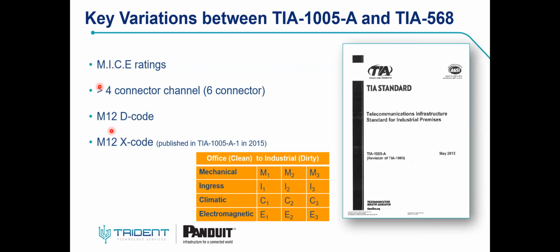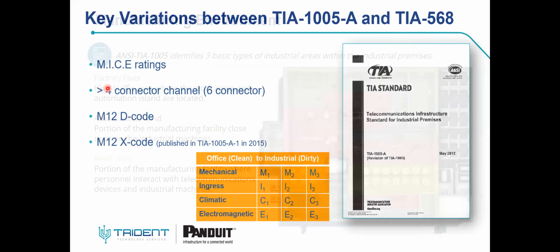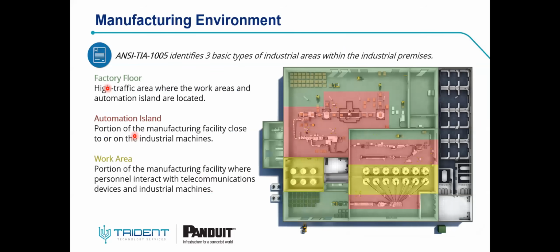The M12 connector is a form factor for a circular connector, around 12 millimeters with a locking thread, used for sensors, industrial Ethernet, and factory automation applications. This connector can have a rating of up to IP66, 67, or 68. Also, I will discuss the M12 connectors and all types of coding in the upcoming slides. Before starting the environmental MICE analysis, the TIA 1005 for the industrial identifies 3 different types of areas when you are going to the industrial area or industrial premises.